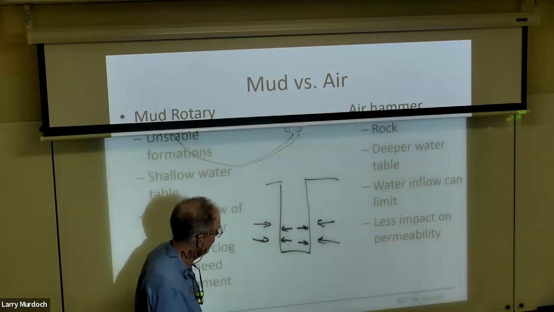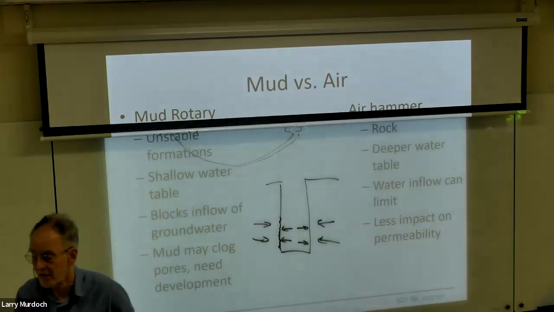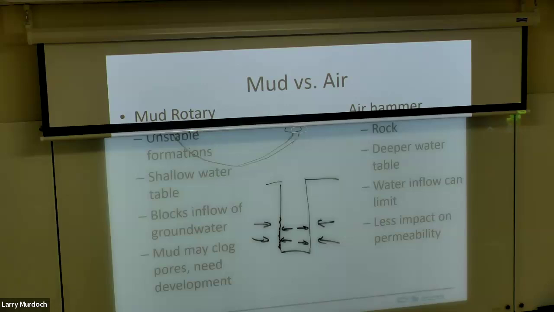The other thing that mud does is it forms a filter cake here, so you don't have a lot of fluid flowing out of the well. So that can be good if you're drilling through sand. You drill through sand and you had water circulating, the water would just flow into the sand and you would lose all the water that you're trying to circulate. So the mud forms a filter cake, which is good if you're trying to drill through sand. But once you have the well finished, that filter cake will form a barrier to flow. So that will be something that we would need to remove with development.